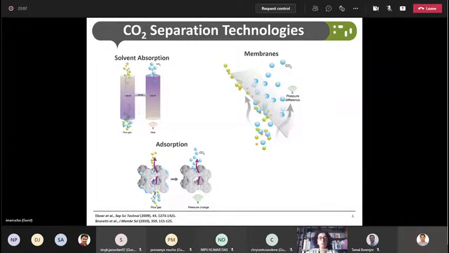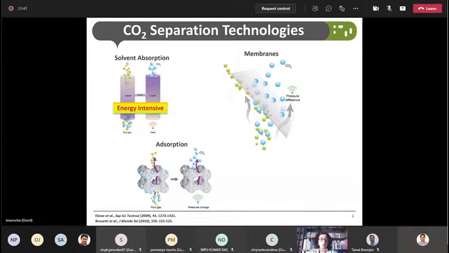These here are the 3 most used technologies nowadays for CO2 separation. There is no doubt that the most used technology is solvent absorption, typically using amines to capture the CO2 through the reaction to produce a carbamate. The disadvantage is that this reaction has been so much tuned, the interactions are so strong, that it's very energy intensive when we come to desorb the CO2 and recycle the amines.